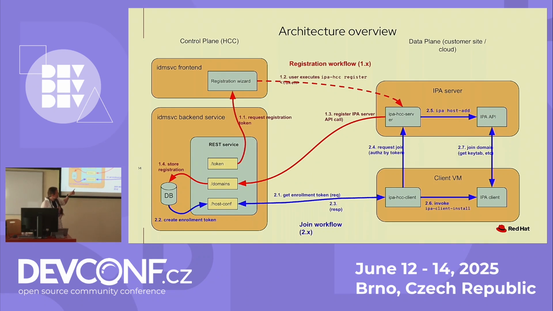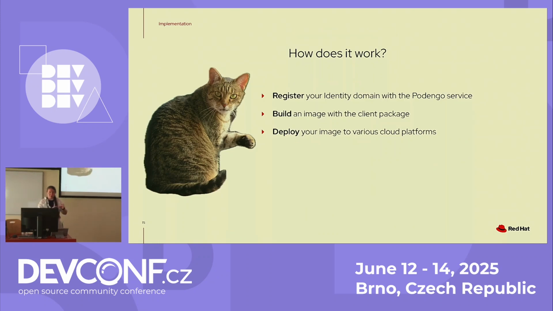At this point, the magic happens. The client has the permissions and everything it needs to join, and whatever users already exist in your IPA server can now authorize and have all the permissions that you already implemented, enforced within your identity domain. That's the workflow.